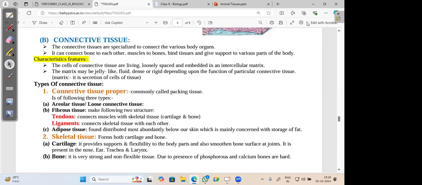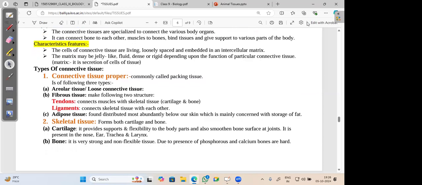So for the connective tissue, the basic structure is that there has to be a matrix, which may be jelly-like. It can be fluid, dense or rigid depending upon the function.